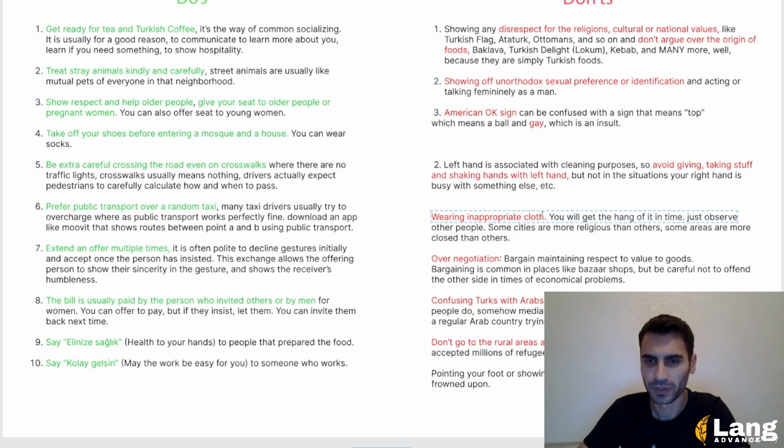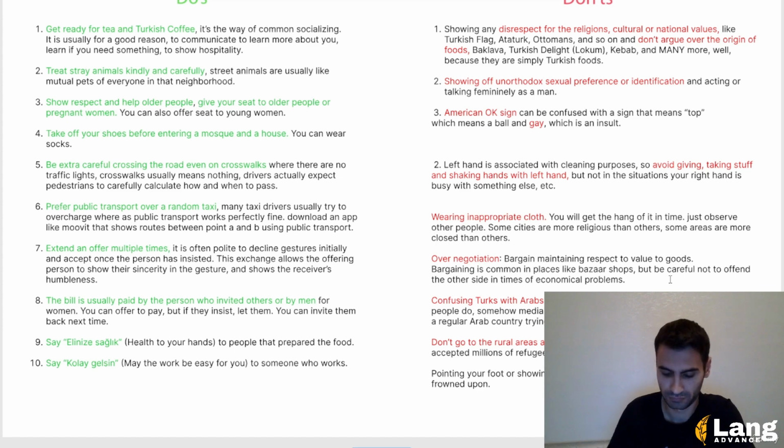And wearing inappropriate clothes. You will get the hang of it in time. Observe other people. You can wear normal stuff. Just be careful about ghettos. In ghettos, you shouldn't wear too inappropriately. But if you are at a seaside where people are almost naked, you can, of course.